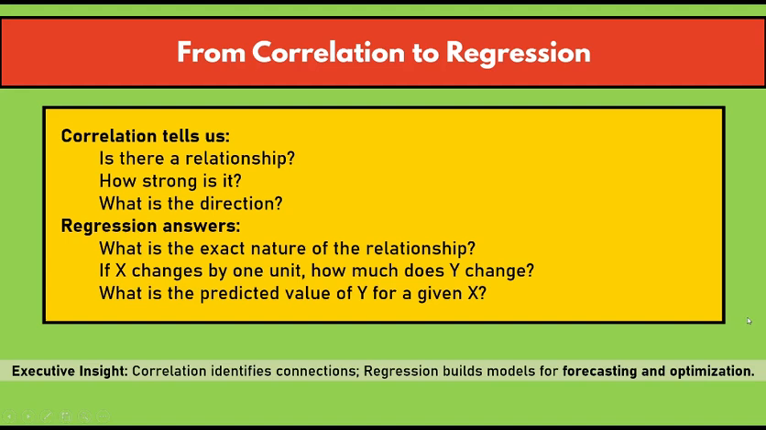Now, how do we travel from correlation to regression? Correlation actually tells us what the relationship between two variables is. Is there any type of relationship? Is a variable x influencing another variable y and vice versa? We can understand how strong their interdependence is, how they are connected to each other, and also the direction of the relationship.